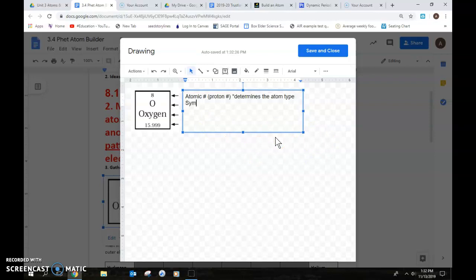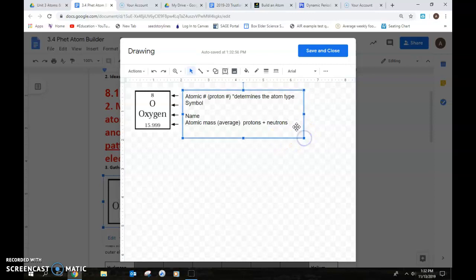The O right there is called the symbol. Oxygen is the name, and this 15.99, this is kind of interesting. This is called the atomic mass. It's the average of protons plus neutrons. That will go into more detail when you get into high school chemistry, but the best way to use it is to round up. So 15.99 rounded up is 16, and we know that it has 8 protons.